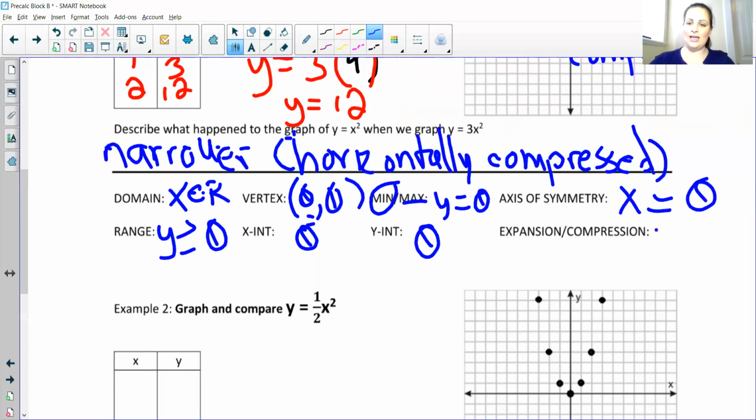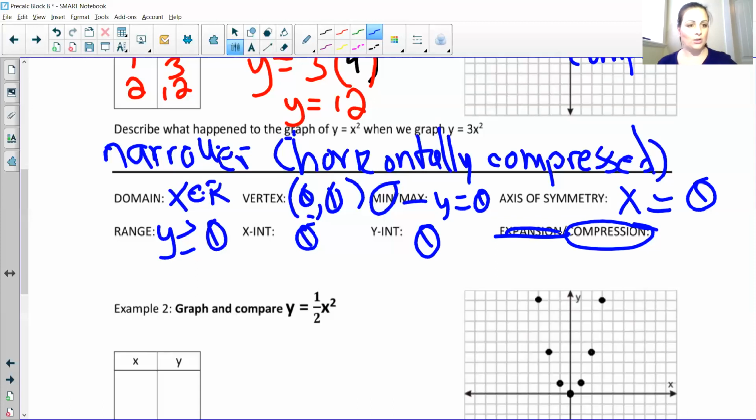And it is a compression, horizontally compressed. Usually when we're saying is it compressed or is it expanding, we're talking in reference to what's happening horizontally, not vertically.